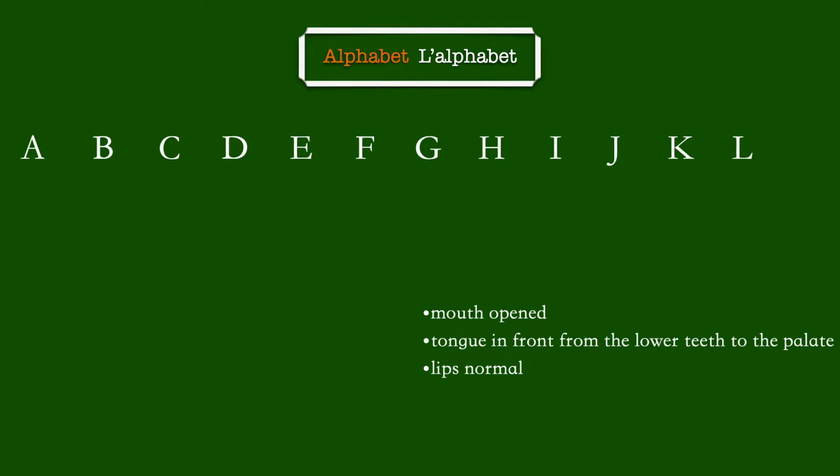Let's move on to the letter L. In French, the pronunciation is L. As almost all the letters, your mouth needs to be open normally, but what is important to notice is that your tongue needs to move from lower teeth to the palate. Regarding your lips, you just need to let them normal, which means not pulled to the sides nor rounded. L.